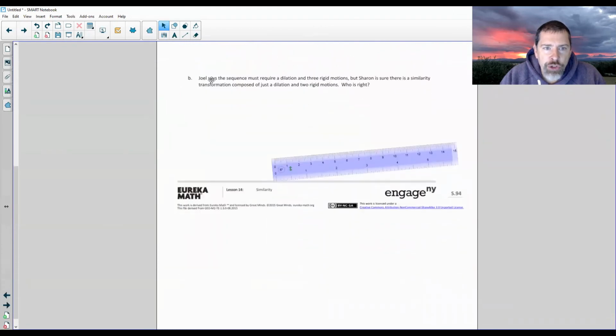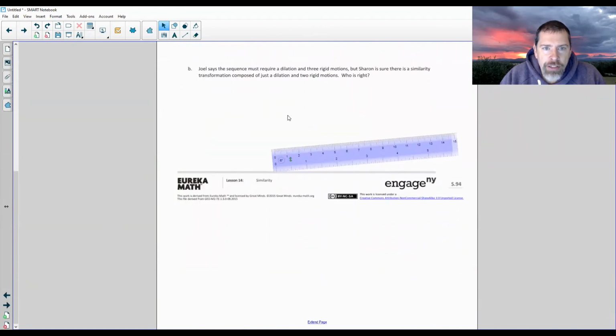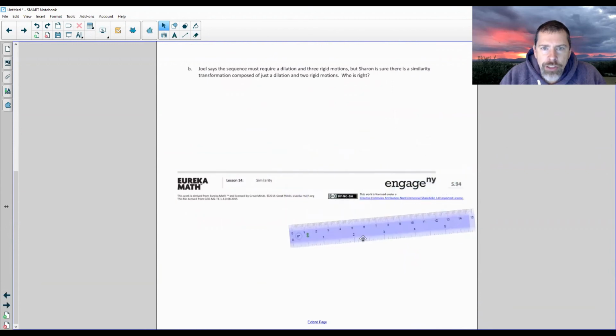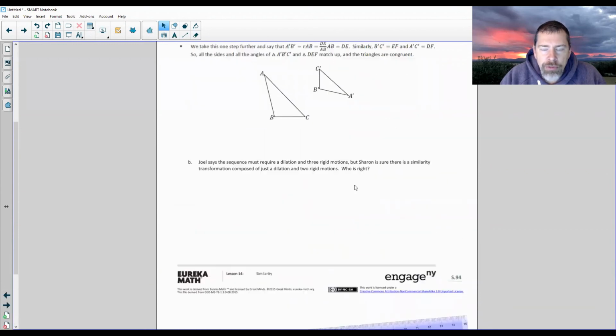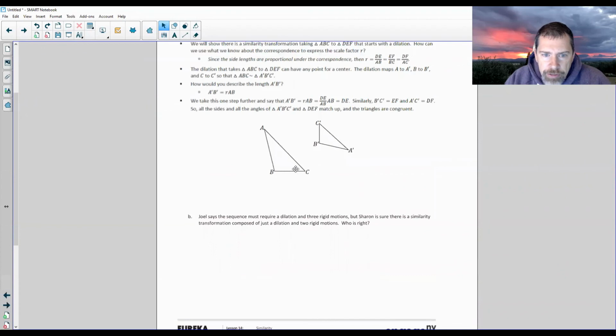Part B says, Joel says that the sequence must be a dilation and 3 rigid motions. But Sharon is sure there is a similarity transformation composed of just a dilation and 2 rigid motions. Who is right? Well, let's take a look. Okay, so let's start off. We're going to use this diagram here. Let's start off by moving an angle to a corresponding angle.